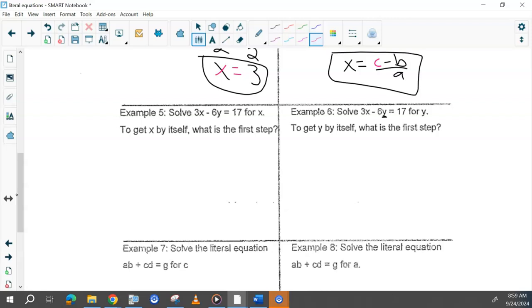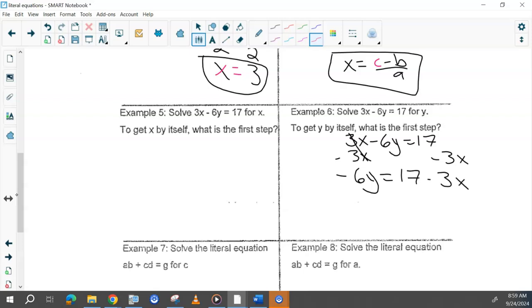Laura? Subtract the x. Yes. We could do that because that has nothing to do with the y, so I can get rid of that term. And I'm going to subtract the entire term to the other side. Actually, I'm going to rewrite this first. So subtract it to the other side. So we get negative 6y equals 17 minus 3x. And then? Yes. But in this case, we have to divide every single thing by negative 6 because negative 6 and 3 could reduce or simplify.